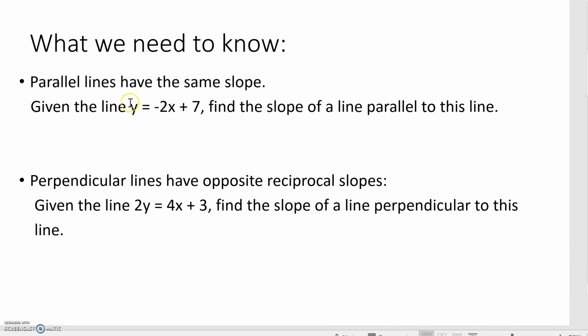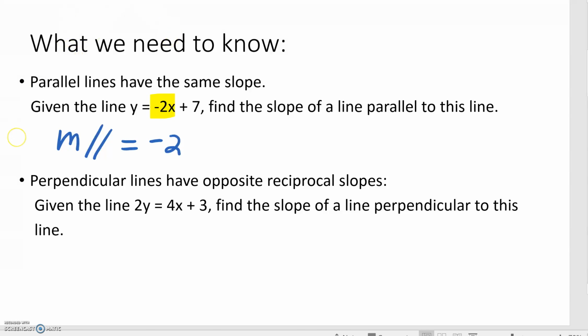First, we need to know what the slopes and their relationships are when they're parallel and perpendicular. Parallel lines have the exact same slope. So in this example, we're given the line y equals negative 2x plus 7. We're asked for the slope of the parallel line. Well, the slope of this line is negative 2. So the slope of the parallel line is also negative 2. The two dash marks are also symbols for parallel.